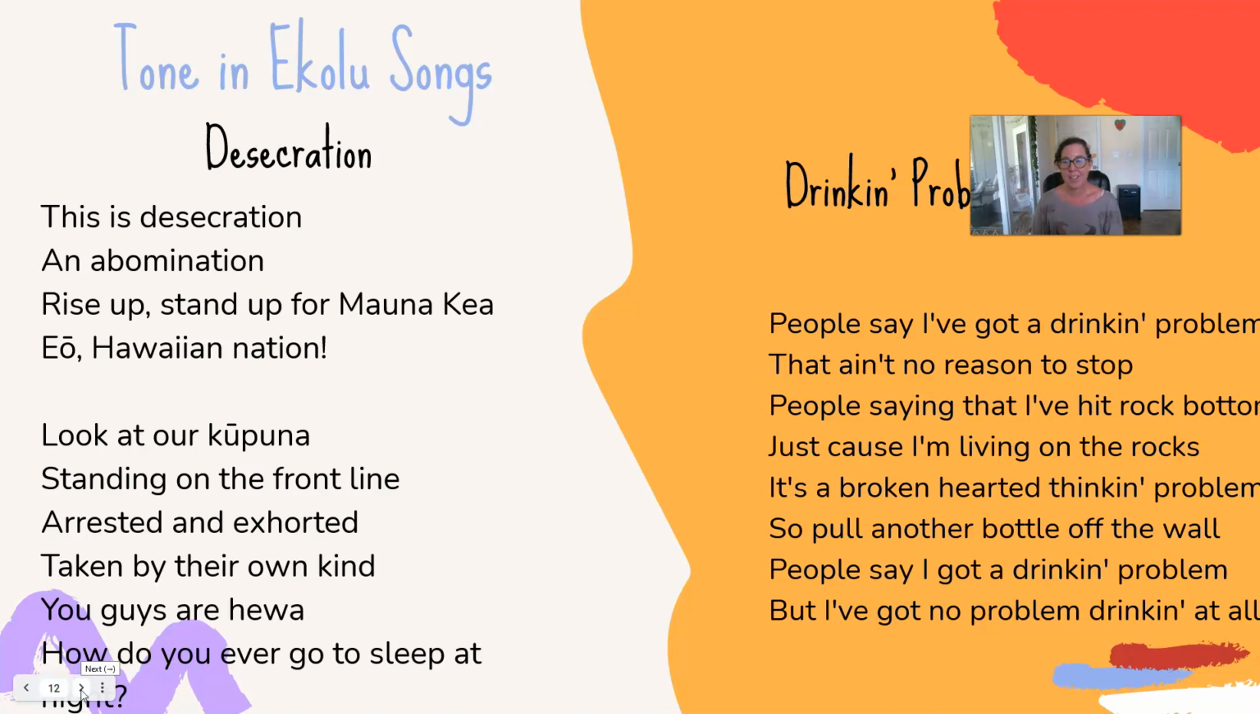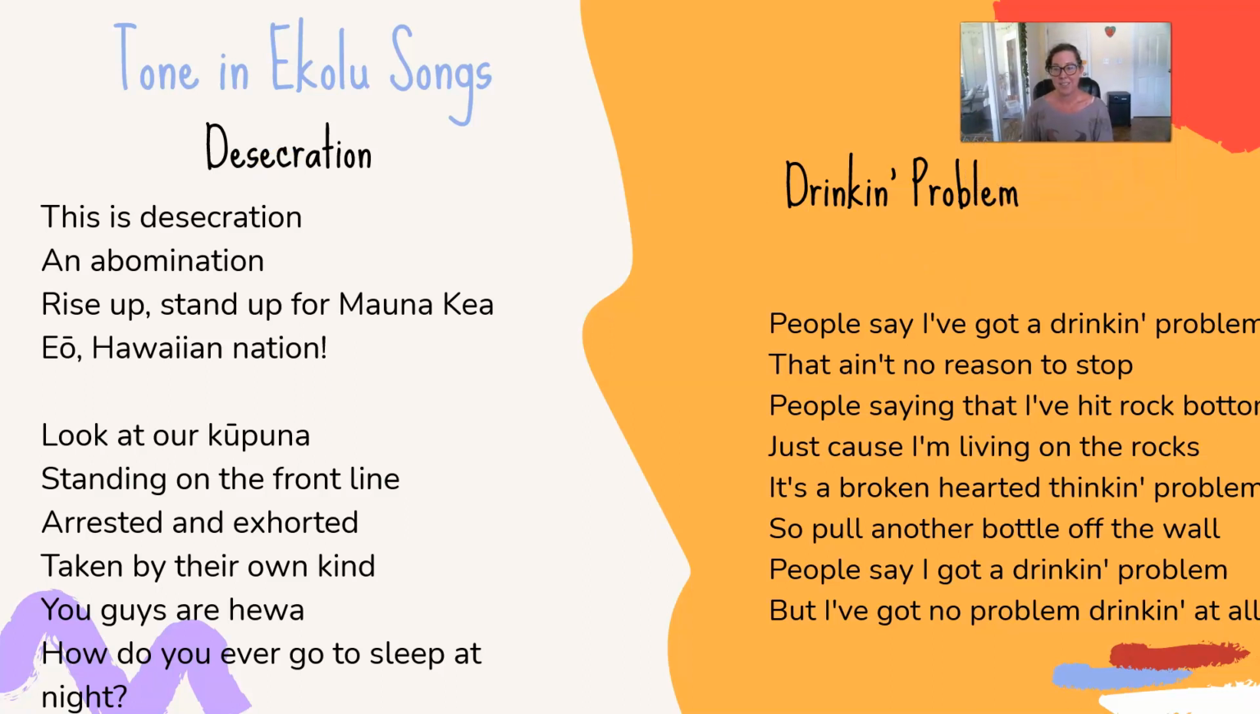And just an example from Ekolu, the music group, and two of their different songs to look at two different tones in those songs. So the first song, Desecration.